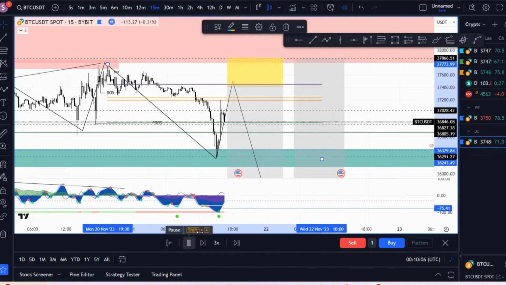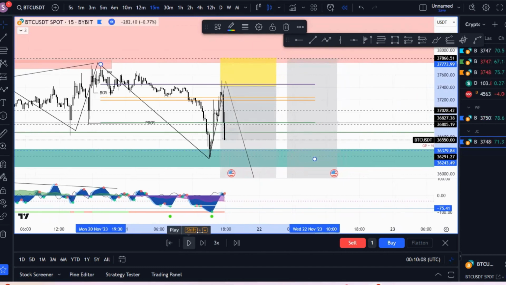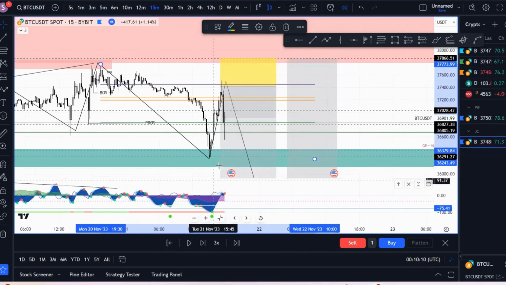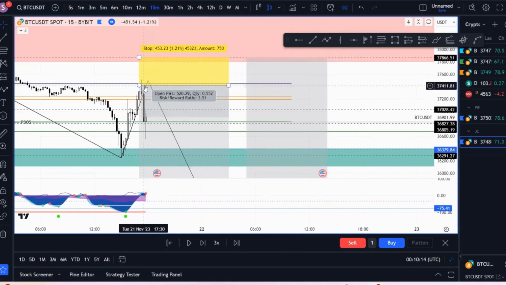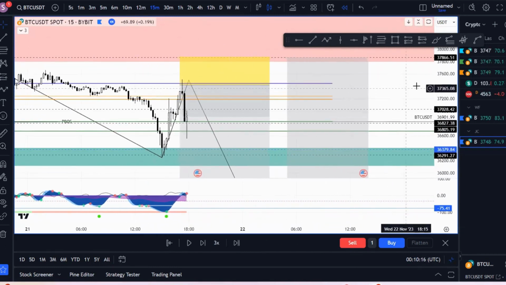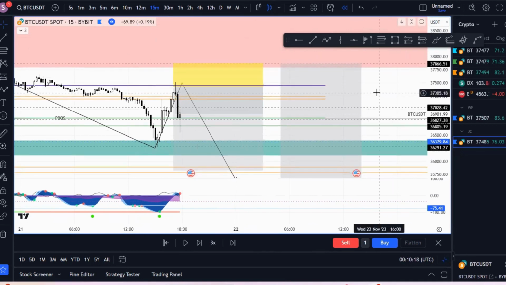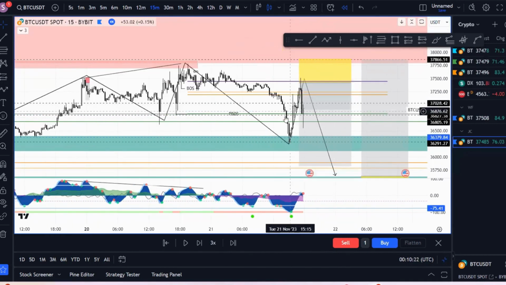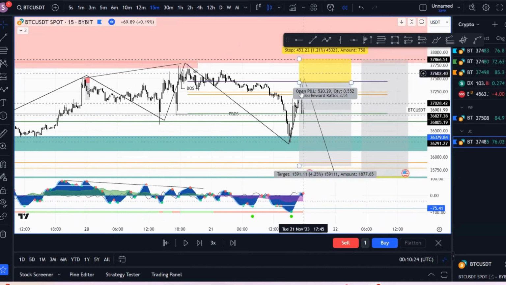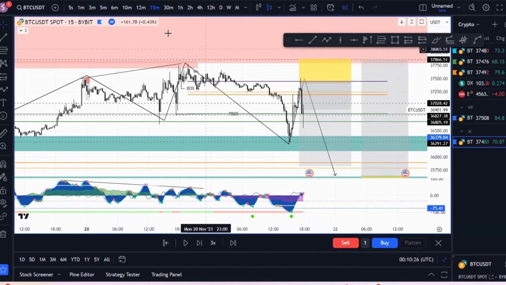So what we're going to do then is look at price as we tend towards that level. And what we can see is that price wicked quite nicely off the 786. And there it was, that was your indication for that trade. Okay, you've had your breaking structure on the 15-minute, you've had the retest, and you've had a reaction off the 786.